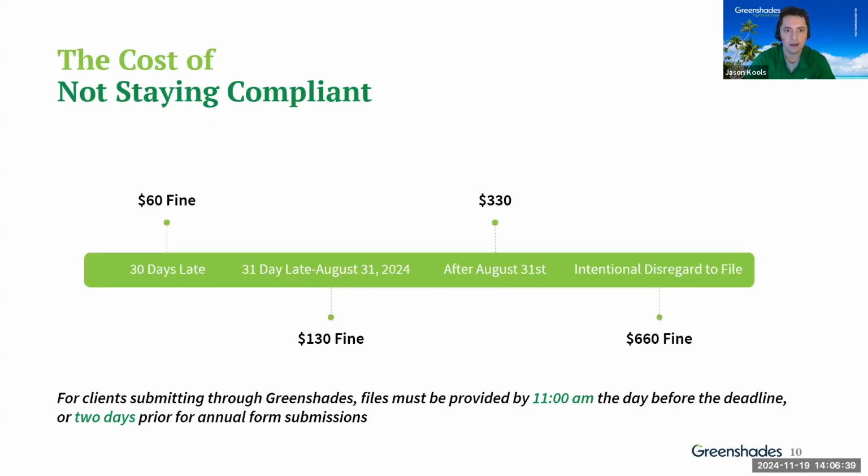Okay, and then we have the cost of not staying compliant. So every year, the numbers will change. We did see some slight increases for this upcoming filing year. But beneath that, you'll see a nice graphic just showing what those fines will look like: 30 days late, after 30 days, and then for any intentional disregard to file. An important note at the bottom as well.